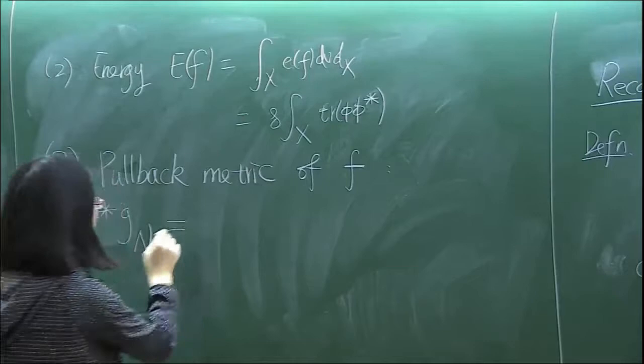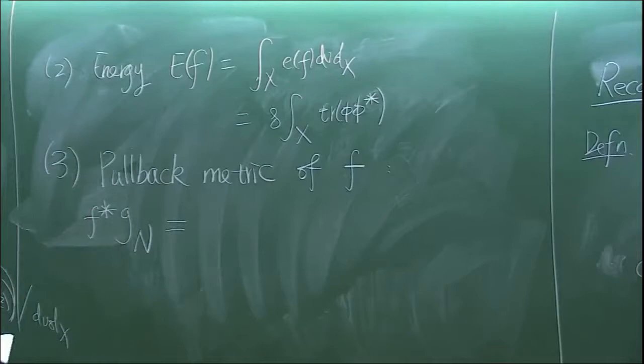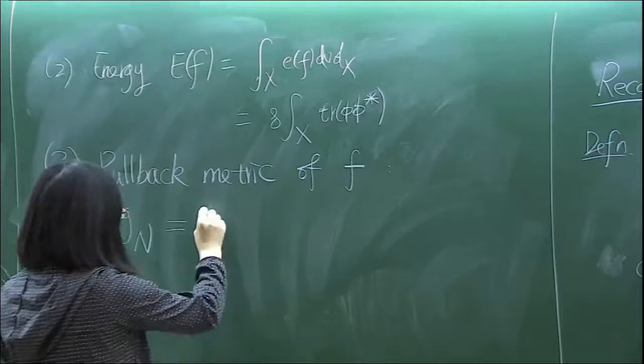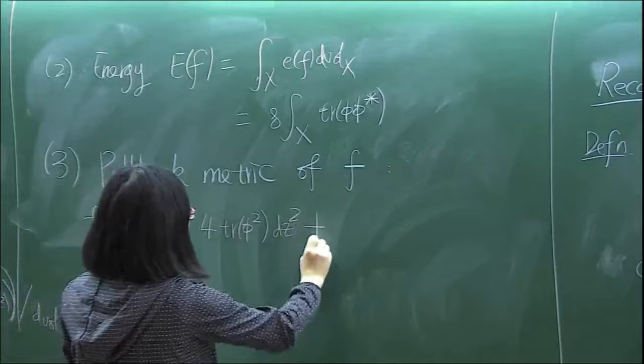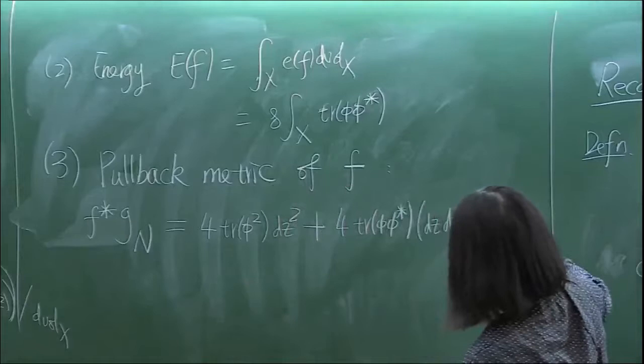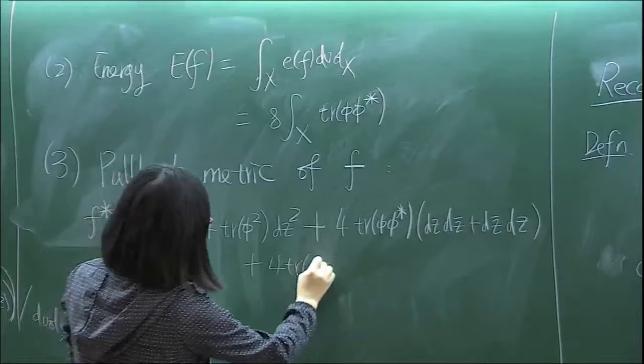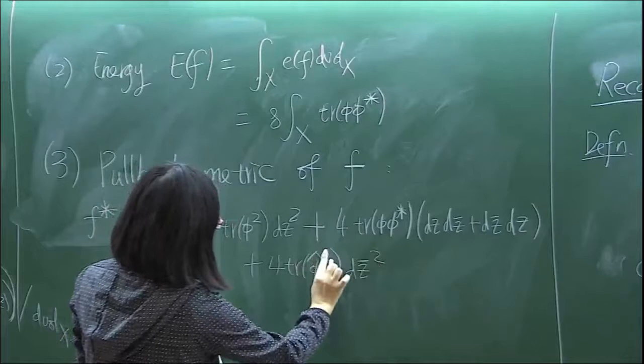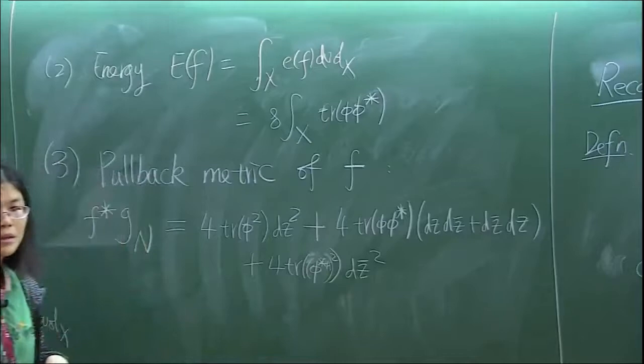So we decompose into 2,0 part, 1,1 part, and 0,2 part. This is equal to 4 of trace phi squared times dz squared, plus 4 of trace phi phi star times dz dz bar plus dz bar dz, plus the conjugation of this part. So know that this is the conjugate of the original one.